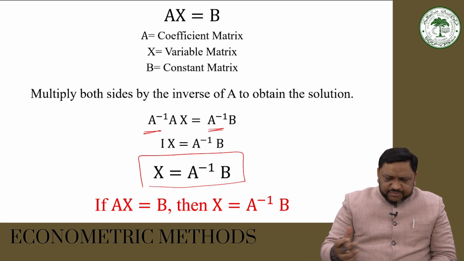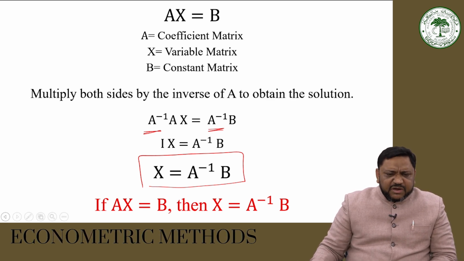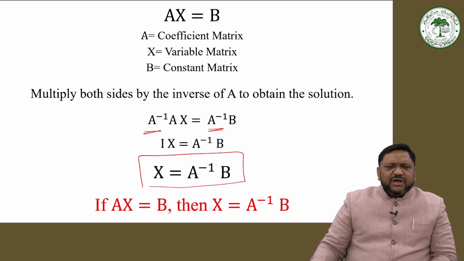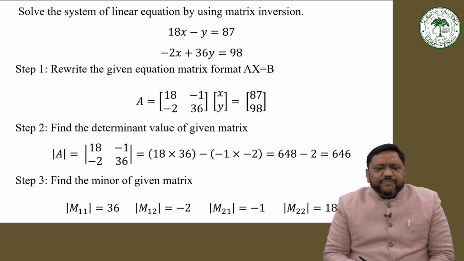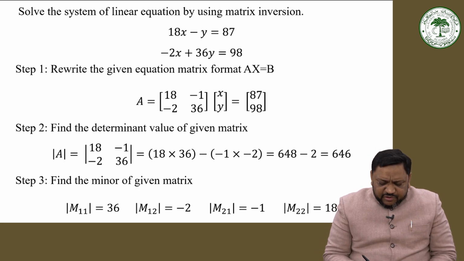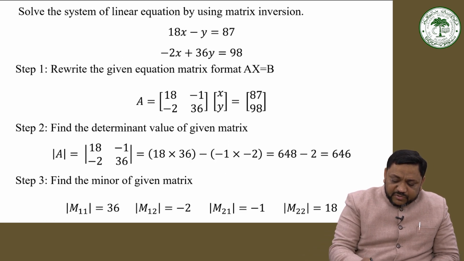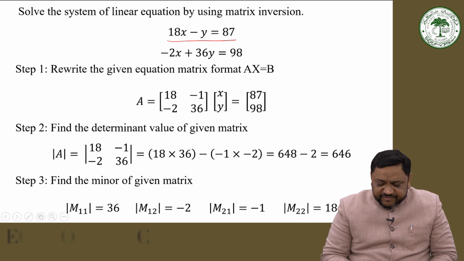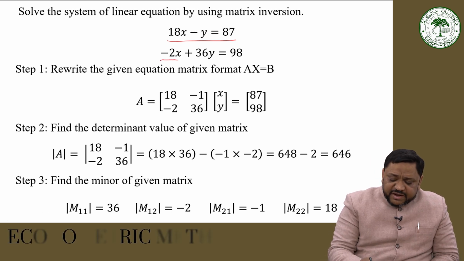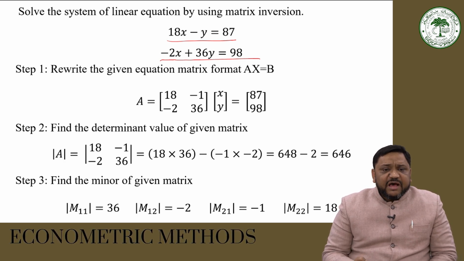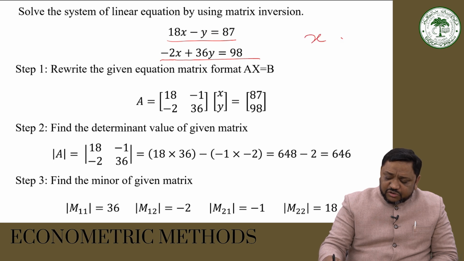These notations A and B might be confusing for the first time to those who are listening to this concept, but an example will better explain it. We are trying to solve a system of linear equations. The first equation is 18x minus y is equal to 87, and the second equation is minus 2x plus 36y is equal to 98. So we have two equations and two unknowns, x and y.